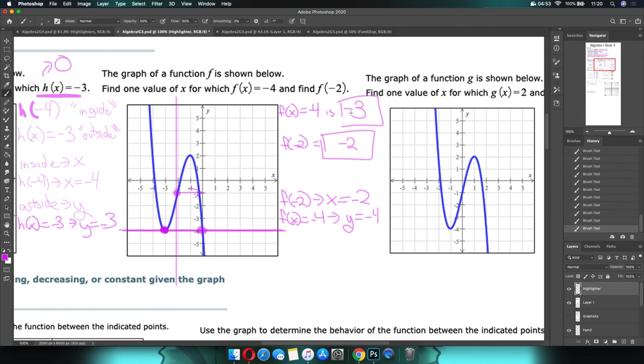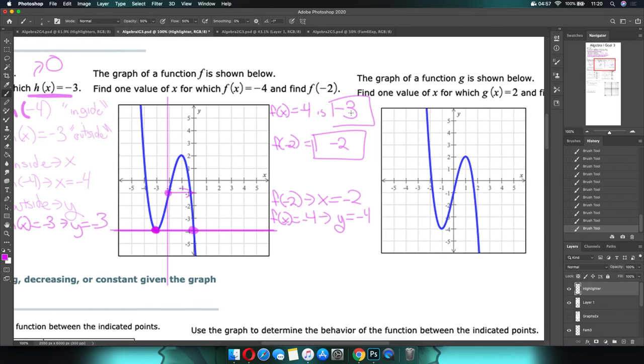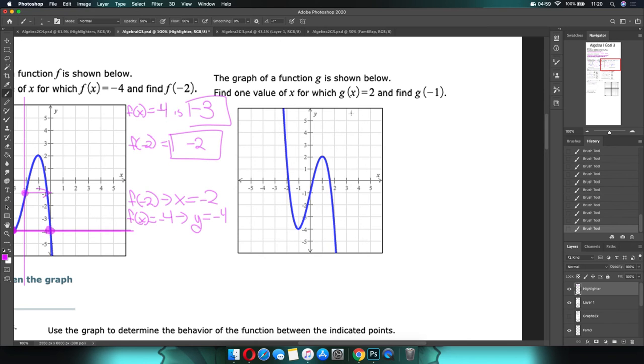So inside is your x, find your y. Outside is your y, find your x. That's what they're making you do. So now, last one to make sure we're good. We have g of x equals something, and then, no I don't. What do I do? We have g of x equals 2, which is something. And then we have g of -1 is something.